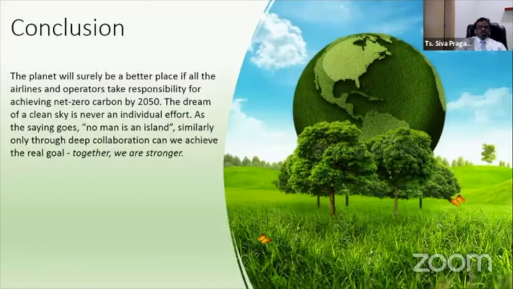All right, so in conclusion, the planet will surely be a better place if all the airlines and operators take responsibility for achieving net zero carbon by 2050. It's not even negative. Net zero by 2050. The dream of a clean sky is never an individual effort. As the saying goes, no man is an island. Similarly, only through deep collaboration can we achieve the real goal. Together, we are stronger.